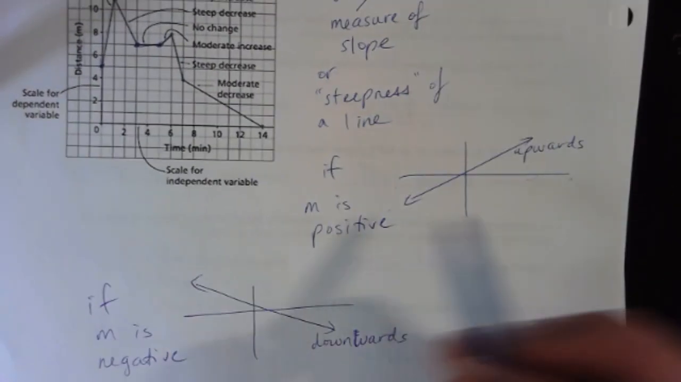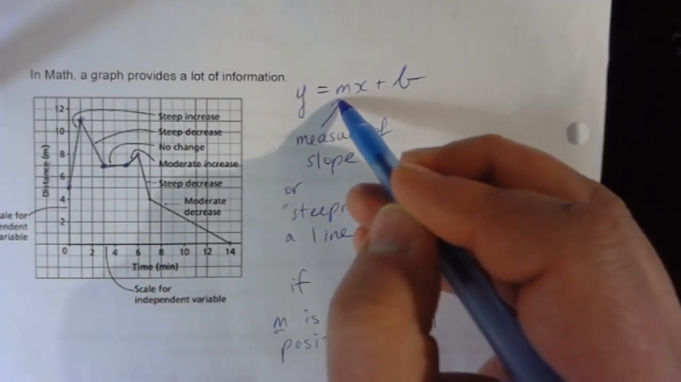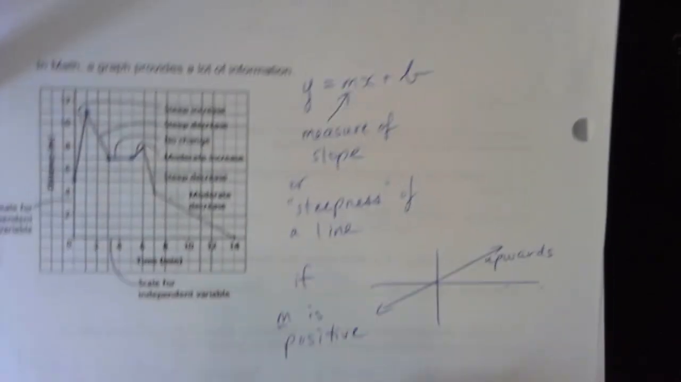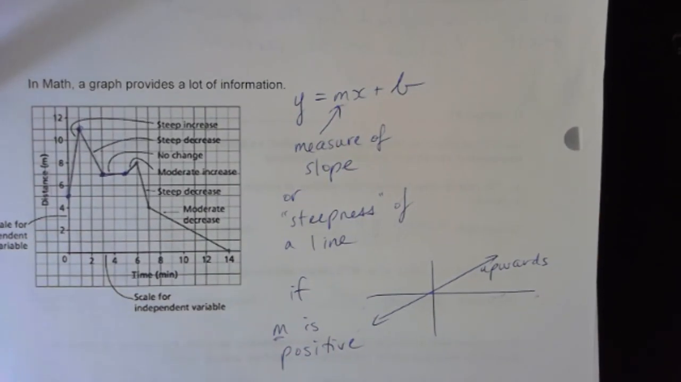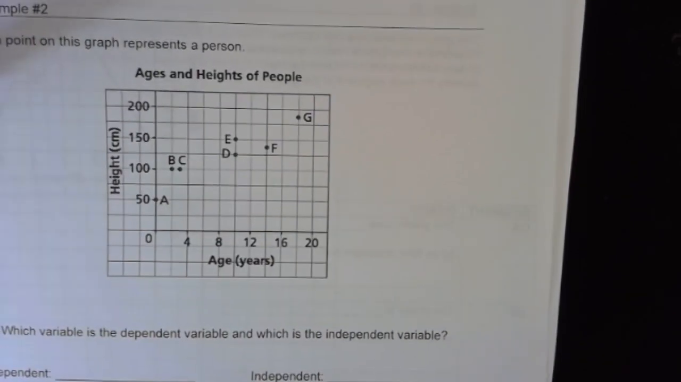So in an equation, this m here, this would be a positive number in front of the x, and this m here for that line would be a negative number in front of the x. Okay? So we'll do more review of grade 9 graphing in future classes. For right now, let's start interpreting some graphs.